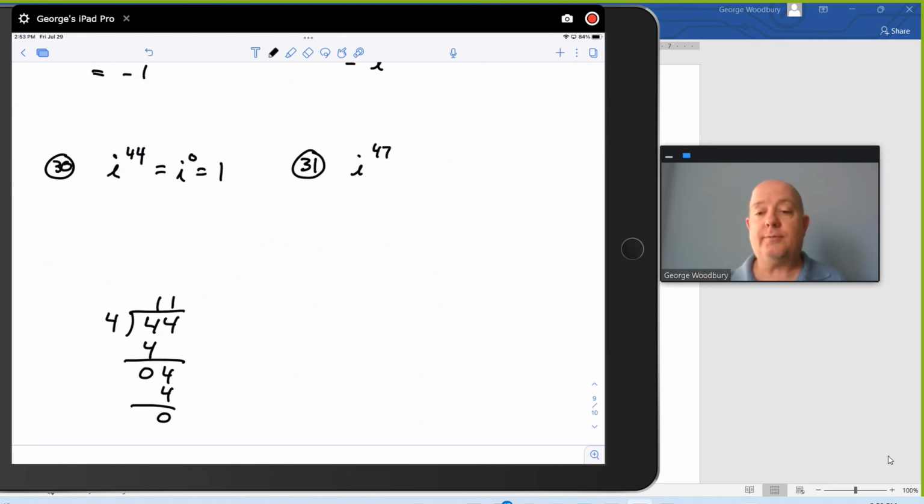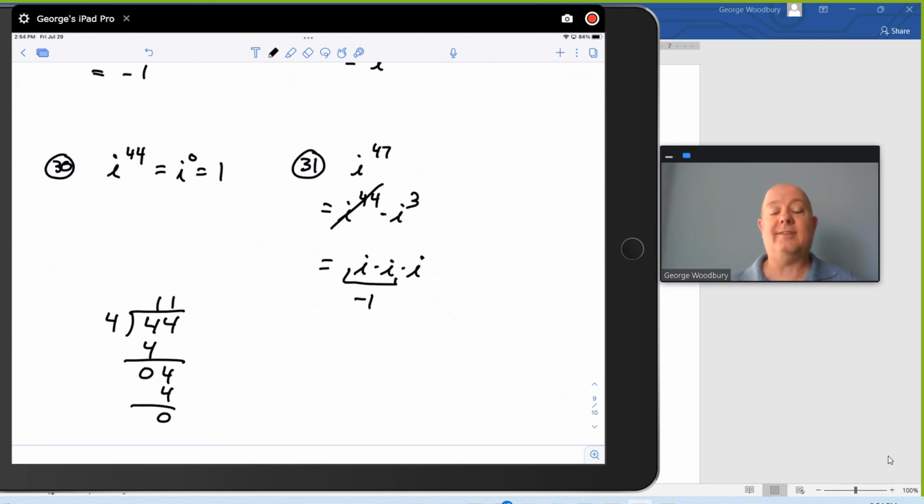i to the 47th power, this is the same as i to the 44th times i to the 3rd. i to the 44th power, that exponent is a multiple of 4. That's going to become 1 through our cycle. So I'm left with i cubed. Now, if I don't remember what that is from my table, I can really just rewrite this as i times i times i. And I know that i squared, the first 2 factors of i, is -1. So I've got -1 times i, or -i. Okay. That is how you simplify powers of i.